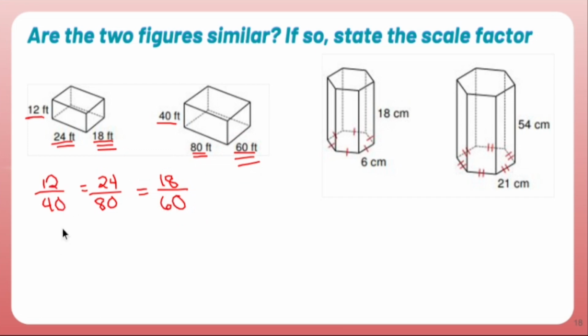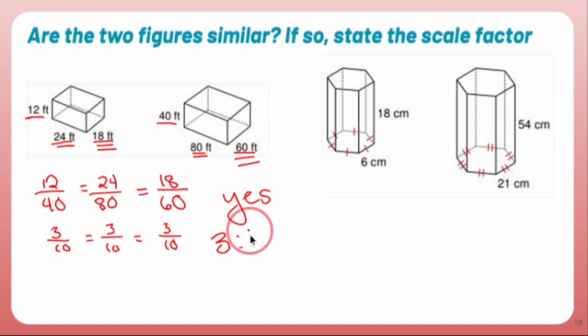So divide by 4, so that's 3 over 10. I could divide by 8 and divide by 8, and that's also 3 over 10. And divide by 6, and that's 3 over 10. So the nice thing about doing it this way is we get a big fat yes for this one. And not only do we get a yes, this gives me my scale factor from small to big. So we can write it out as 3 to 10.